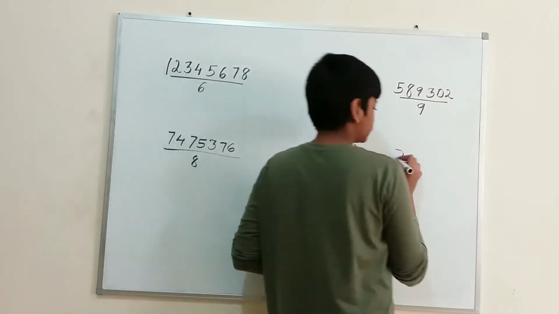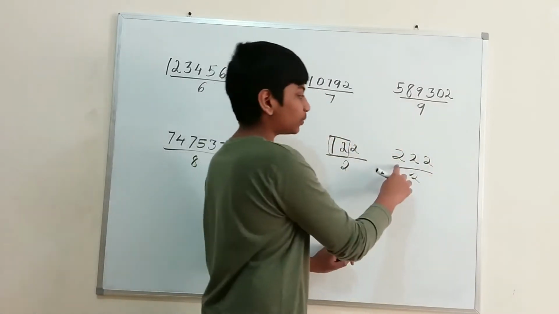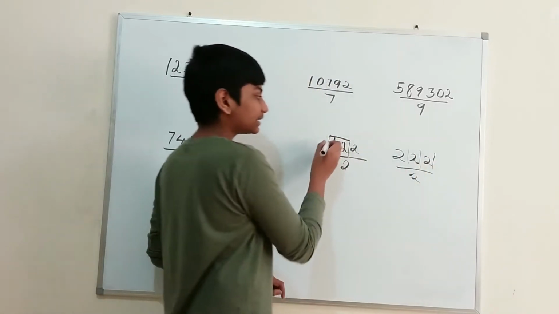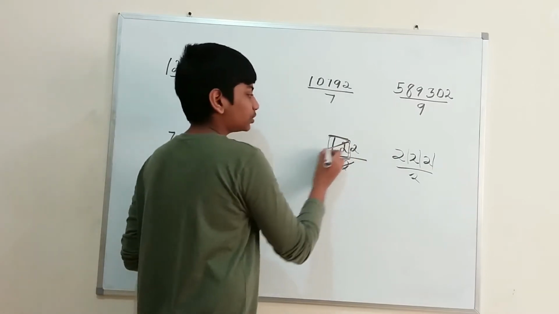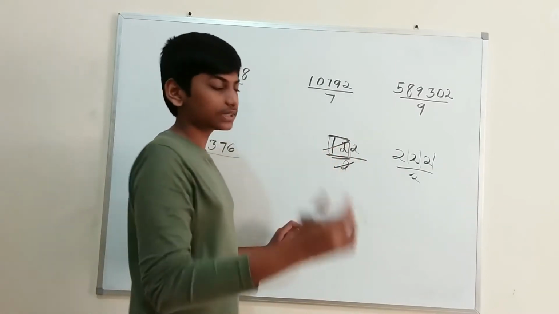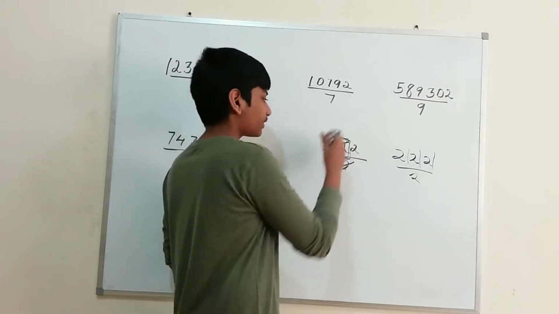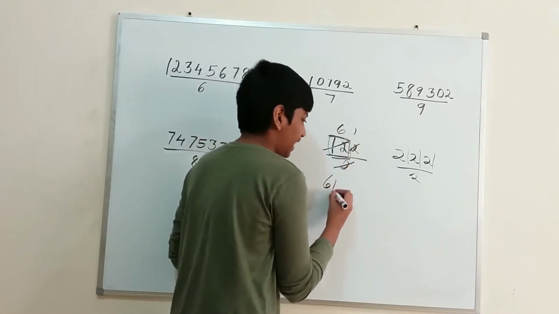But in case there's 222 divided by 2, here there's no 1, right? So we're going to divide it into separate groups like this. But here there's a 1, so we're going to make it like this. Now we divide them separately in our mind. 12 divided by 2 is nothing but 6, right? And 2 divided by 2 is 1. So 61 is our answer here.